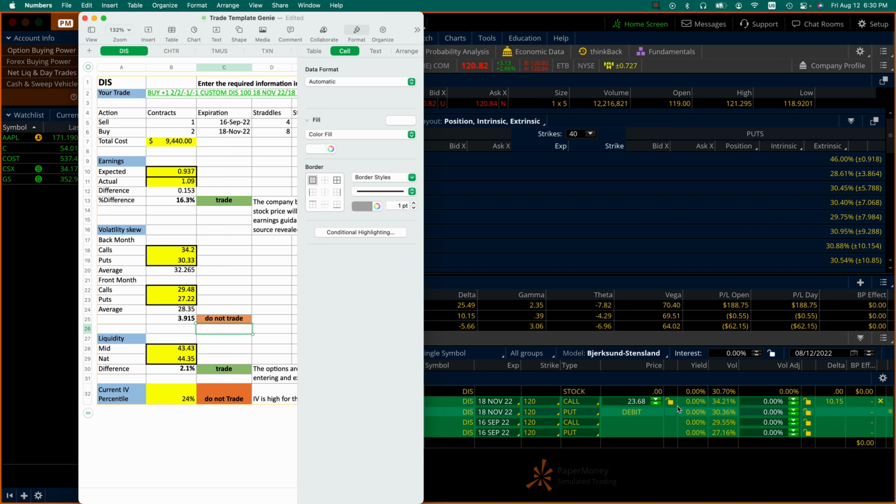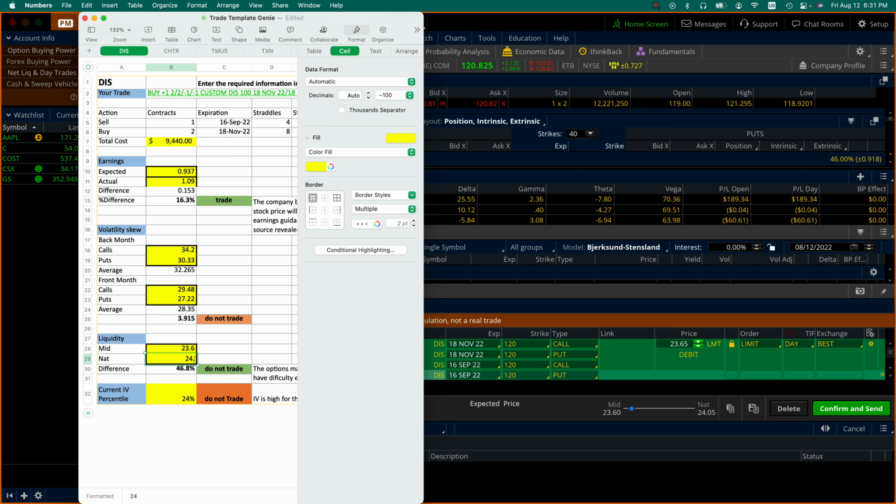Okay, then we say liquidity. Liquidity is the difference between the mid and the natural. Okay, so that's my particular trade. Mid 23.6, natural 24.05, and a company such as Disney is highly traded. It's a blue chip, so yeah, it gives me the green.